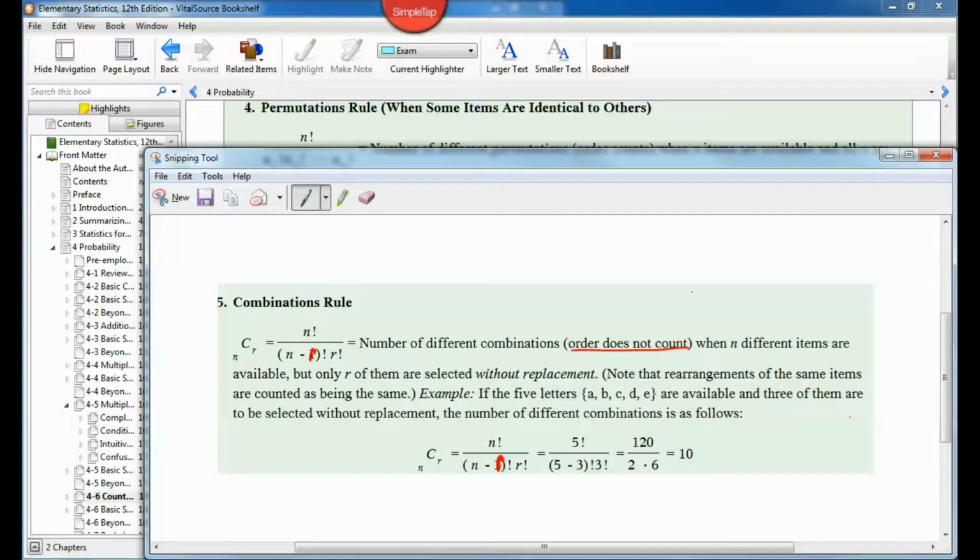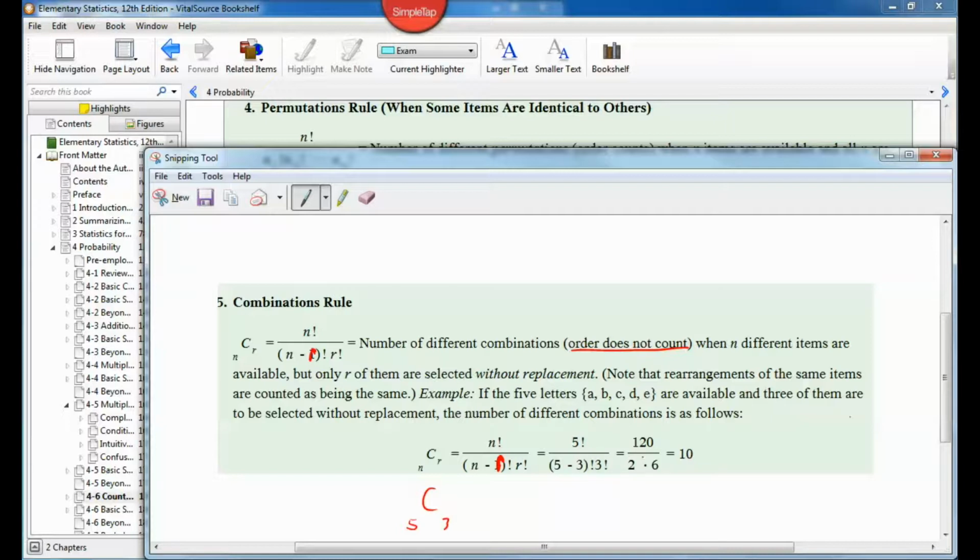Alright, and so here's an example. If you have the 5 letters A, B, C, D, and E, and 3 of them are selected without replacement, that would be 5C3. It's 5 factorial divided by 5 minus 3 factorial, that's the n minus r factorial, times r factorial, or 3 factorial.